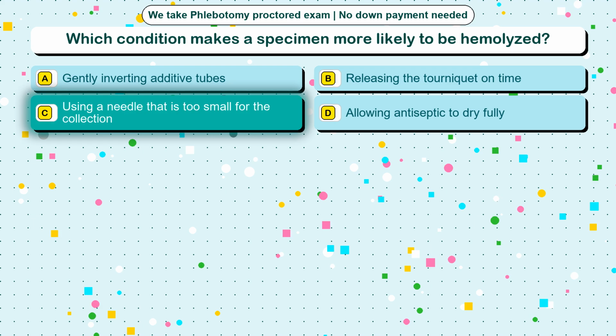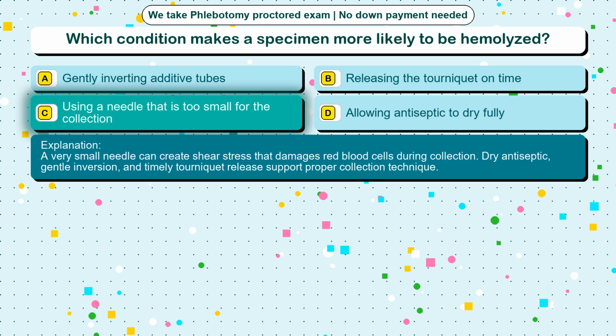The correct answer is option C. Using a needle that is too small for the collection. A very small needle can create shear stress that damages red blood cells during collection. Dry antiseptic, gentle inversion, and timely tourniquet release support proper collection technique.